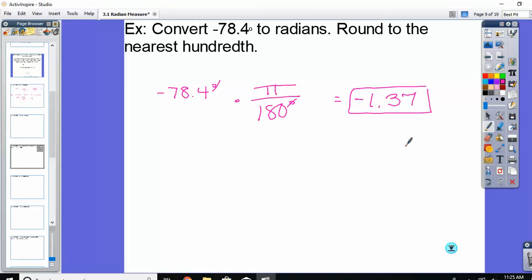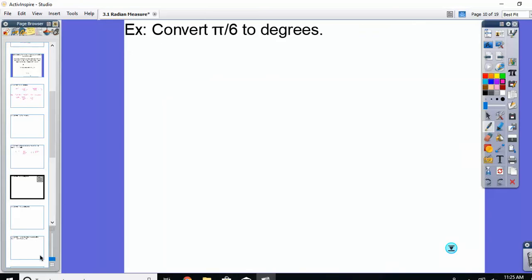Let's go the opposite way. If I said to change pi over 6 to degrees, so if we have pi over 6, what am I going to multiply by? 180 degrees divided by pi, because this time I'm canceling my radians, I want degrees.